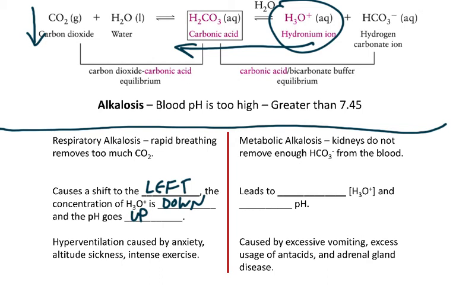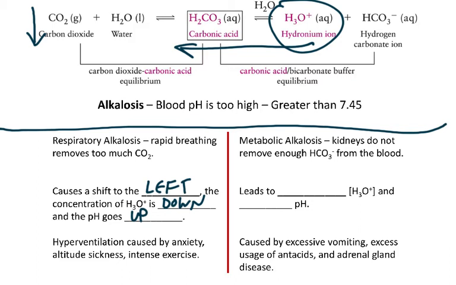So, right, rapid breathing, hyperventilation can cause this, caused by anxiety or any other reason. Altitude sickness, intense exercise as well. If you recall, I think an example at the beginning of the chapter had to do with a marathon runner. We might return to that. Metabolic alkalosis. Let's look at the right.